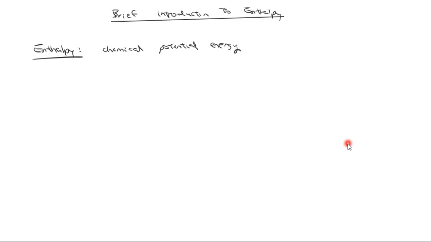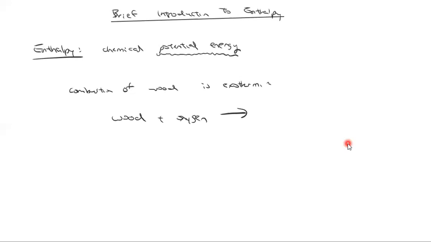So you understand that energy can neither be created nor destroyed, only transferred from one form to another, of which chemical potential energy is one. And so if we burn wood and get energy out, the combustion of wood is exothermic. What that means is, for example, we take wood, it reacts with oxygen, we burn it, and you get carbon dioxide and water in the ideal case.